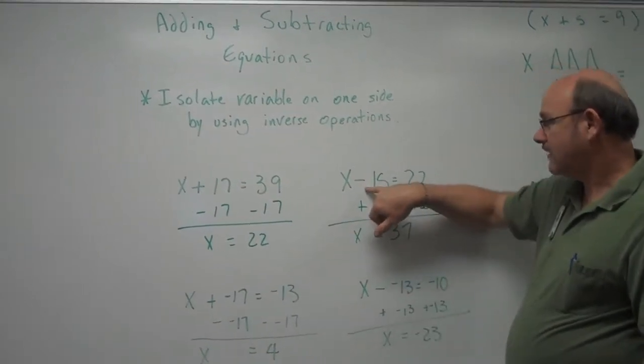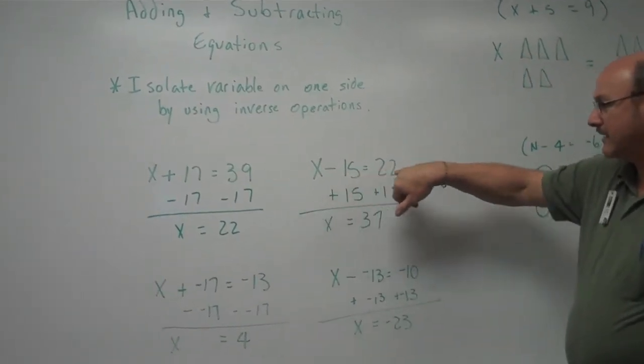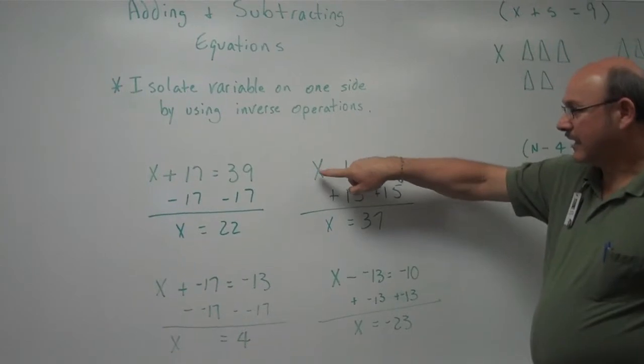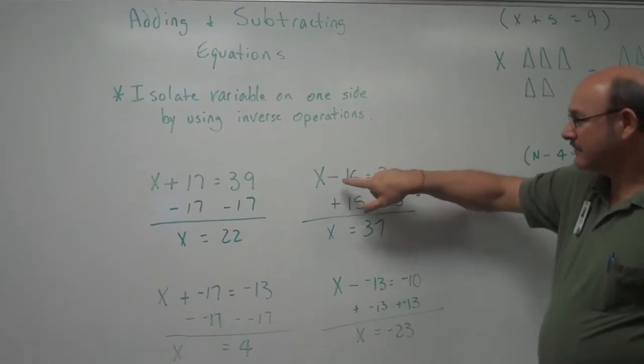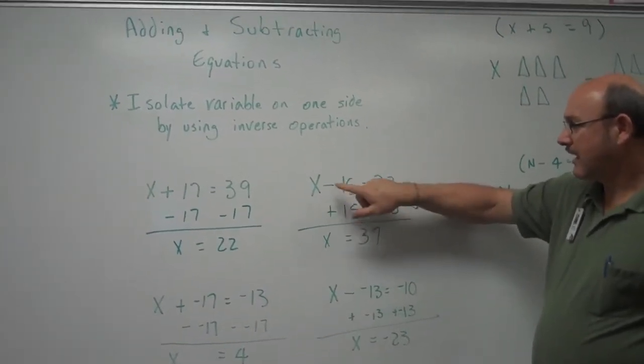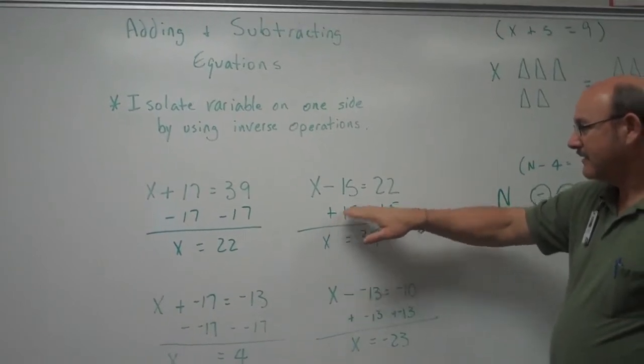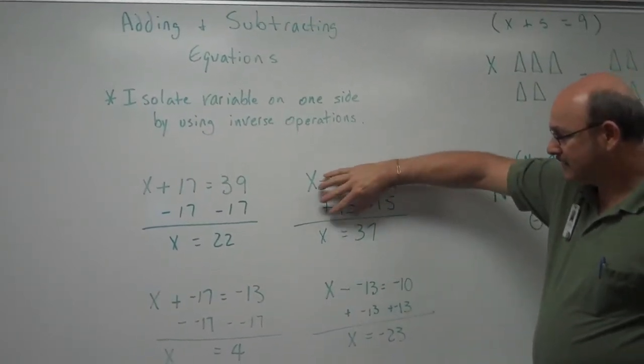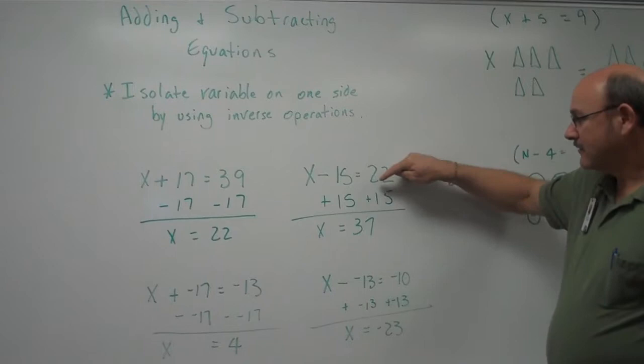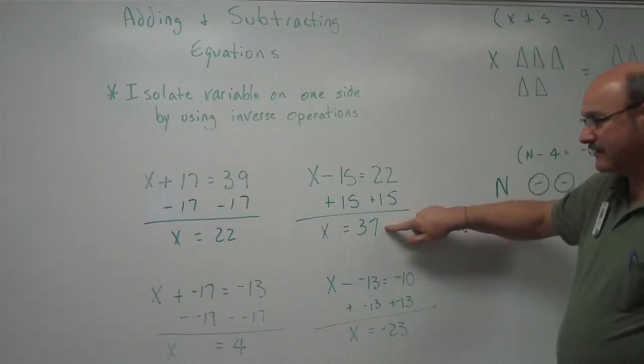Here's a subtraction problem. x minus 15 equals 22. I want x by itself. I want to get rid of the minus 15. I'll do the opposite. I'll add 15 to both sides. These cancel out, leaving x. 22 plus 15 is 37.